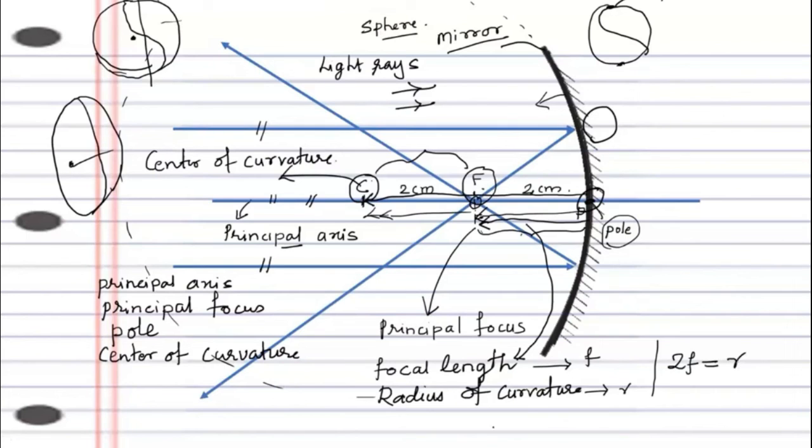Correct now? Or f is equal to r by 2. Simple one. This is the relationship between principal focus and radius of curvature. Now you may ask me, do all these concave mirrors act in the same way as what I have told you?